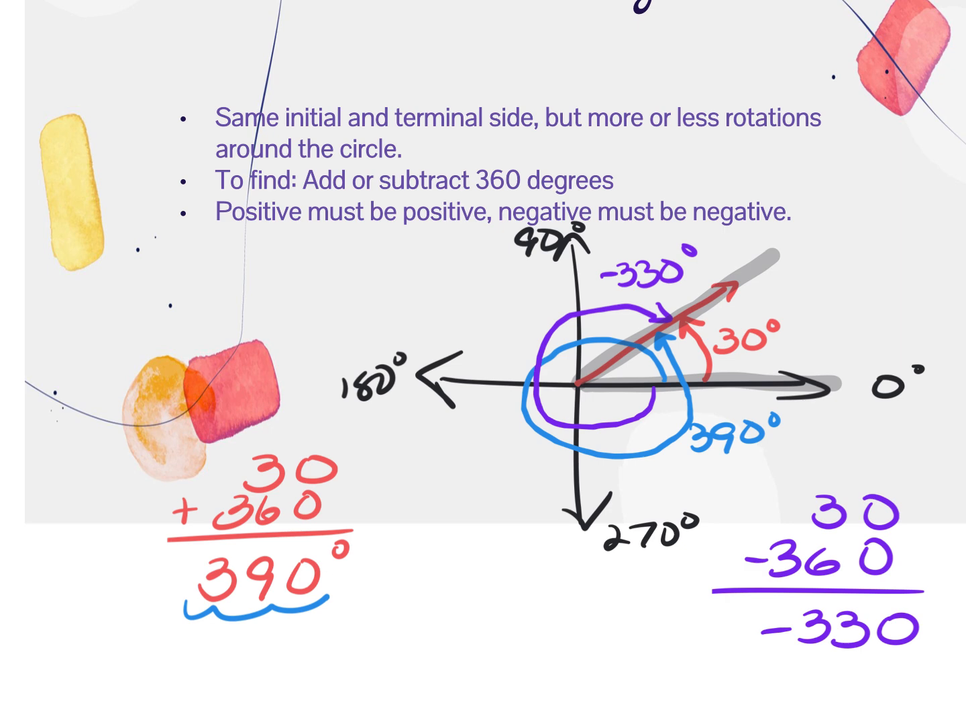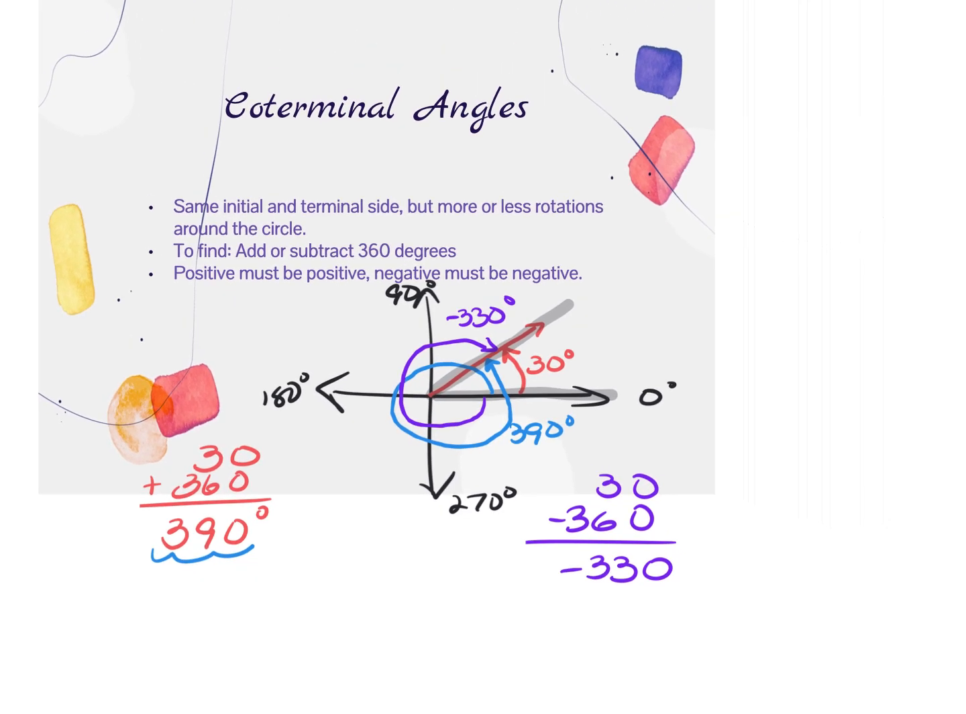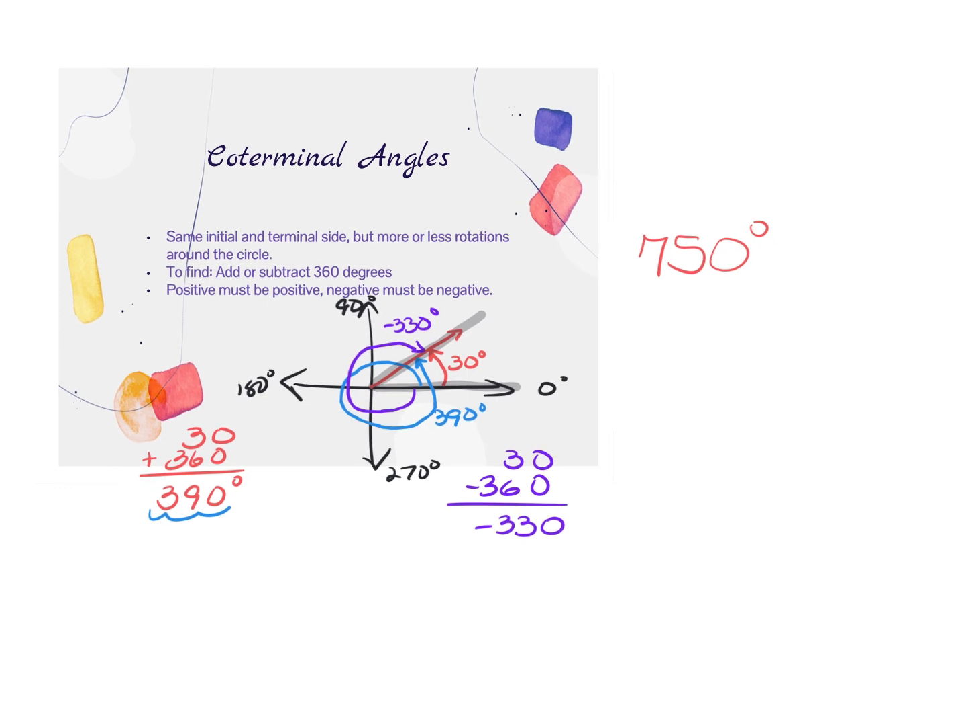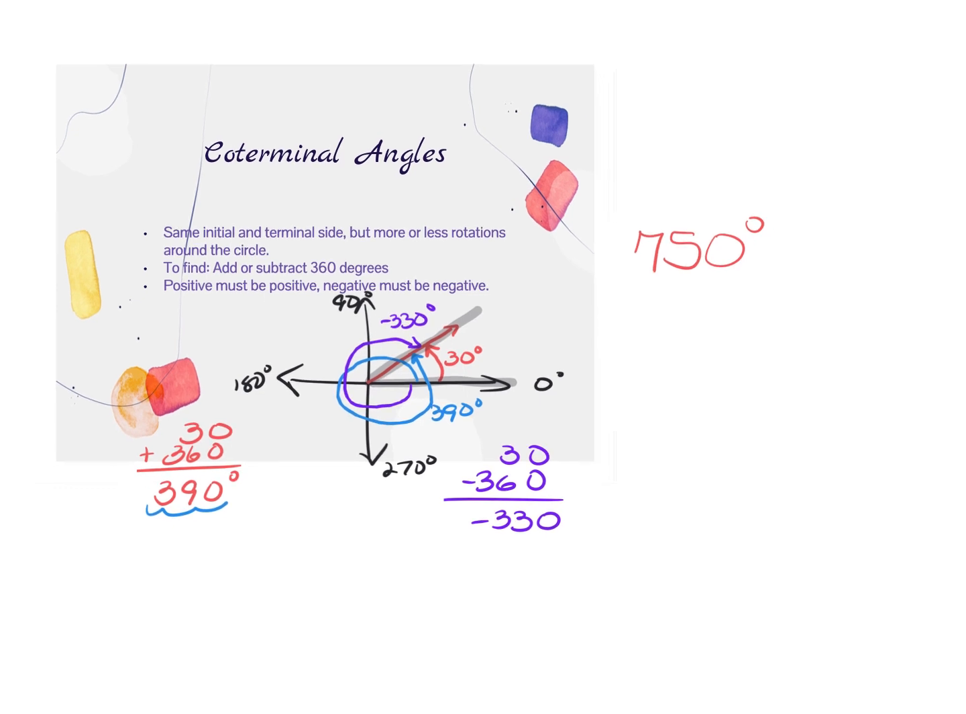Let's try a really large angle. Let's try 750 degrees. So technically, to find a positive coterminal angle, I really don't have to add anything. I could just subtract because I'm still going to have a positive answer.